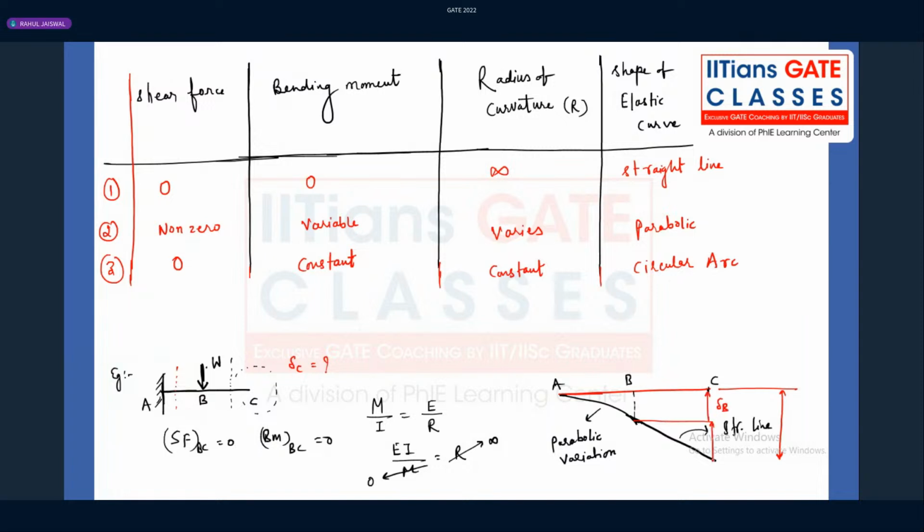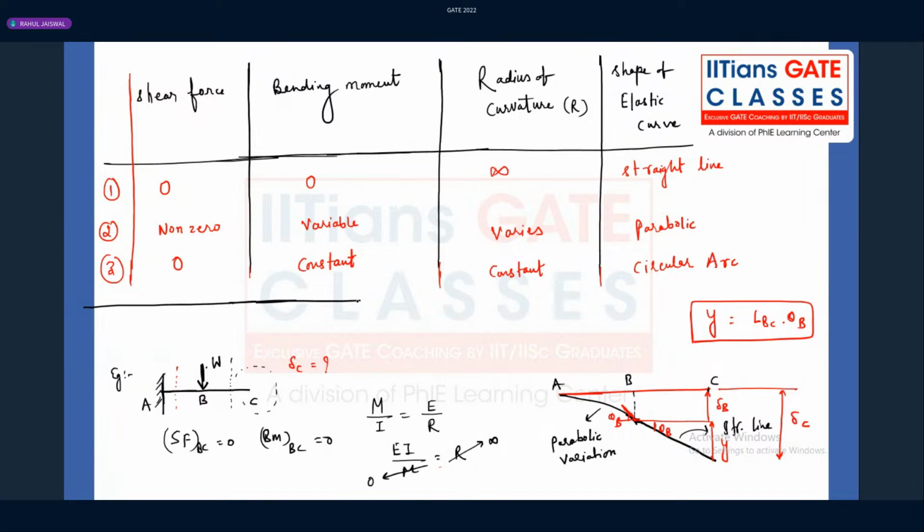Deflection at point B, and let's suppose this is Y, and Y is theta B into the length of BC. In this way, you can calculate the total deflection at C, delta B plus Y. If you don't know that between B and C there is a straight line variation, you cannot say theta B here and theta B here will be the same. This theta B and this theta B will not be the same if it is not a straight line. So you need to understand the shape of the elastic curve also. So please make a note of it.